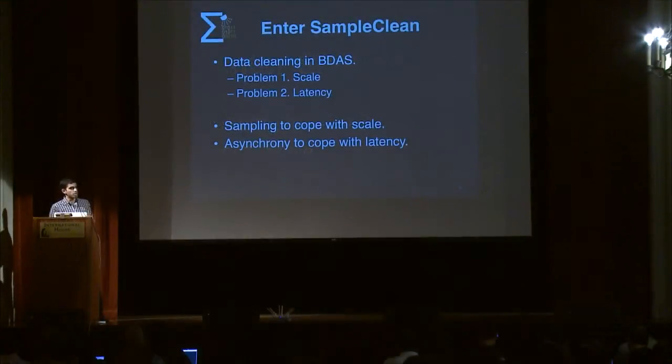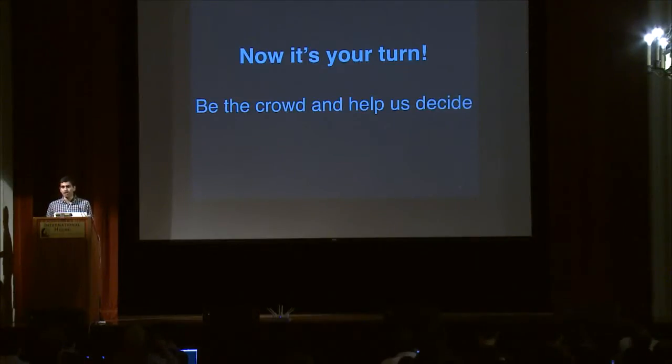But the basic idea is that we use sampling to cope with scale. We're going to show you only a sample of publications. And we also use asynchrony, so as results stream in, we will update our counts for Berkeley and Stanford. So now it's your turn. Before we dive right in, I'm going to lay some ground rules and tell you how to get started. And I'll put up a running tally so we can see who actually wins.